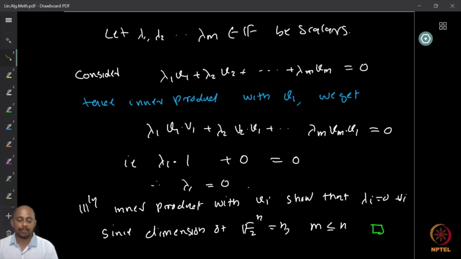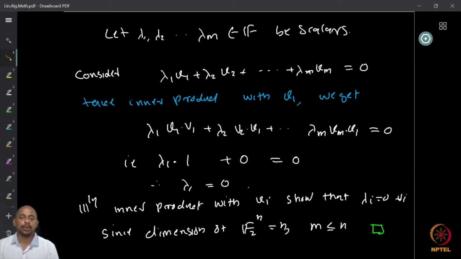So lambda 1 v1 dot v1, lambda 2 v2 dot v1, etcetera, lambda m vm dot v1 is equal to 0 dot v1, which is 0, where 0 is the zero vector. Now what is lambda 1 times v1 dot v1? vi dot vi is 1 in the field F2. That's what we mentioned, because the club rules are satisfied: it is 1 because we have an odd number of people in the club.